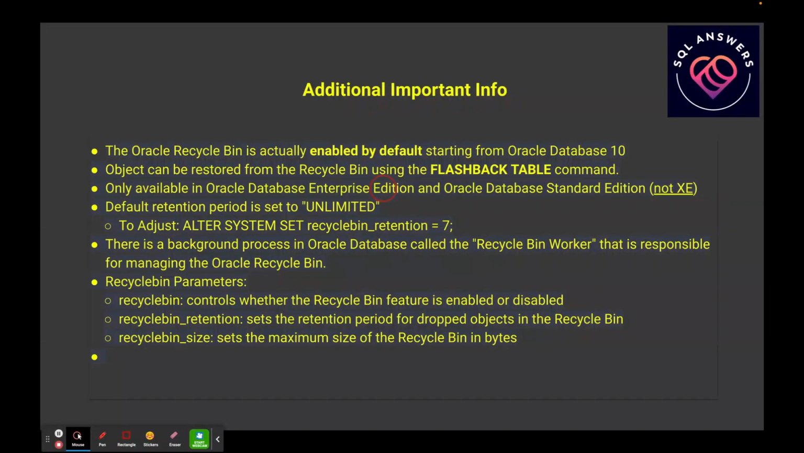Even though you've dropped the table, you're still using up space in the tablespace where the objects were originally created. To adjust this, you just run an alter system command, and you can set your recycle bin retention to whatever number of days you want. In this case, it's saying 7 days. There is a background process that maintains whatever your retention policy is, called the recycle bin worker. It's responsible for managing that. If you set your recycle bin retention to 7, everything would be purged after 7 days by this process.